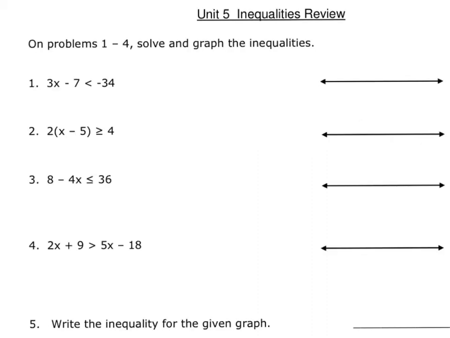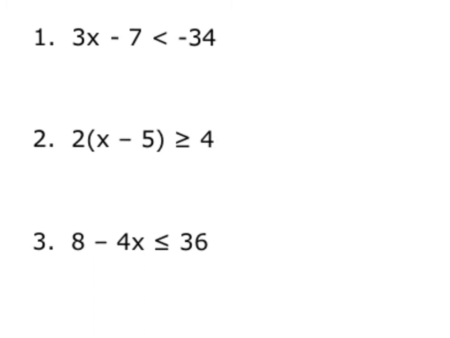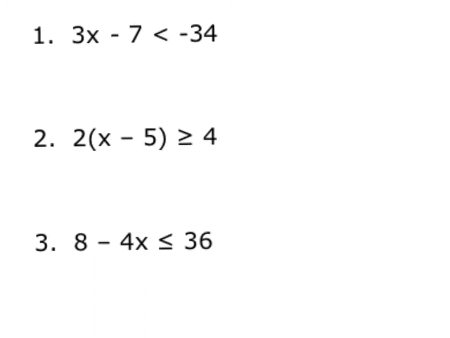Yeah, on problems 1 through 4, solve and graph the inequalities. Alright, so for number 1, it's 3x minus 7 is less than negative 34. We need to solve for x and then graph it. So I will go ahead and separate the sides of the inequality. And I have x by itself over here on the left. So I'm going to solve for x by moving the negative 7 over here and dividing by 3.